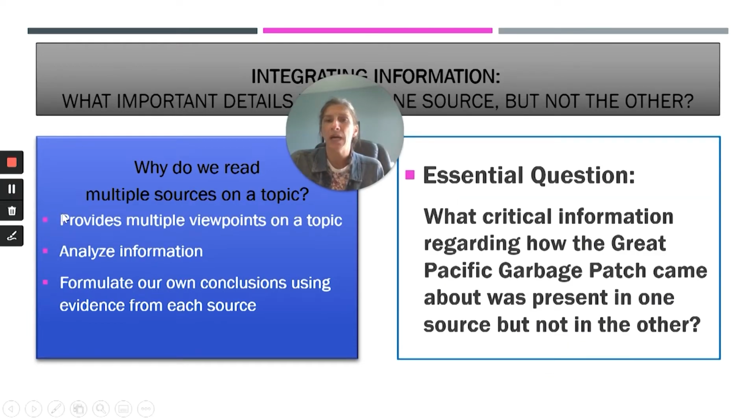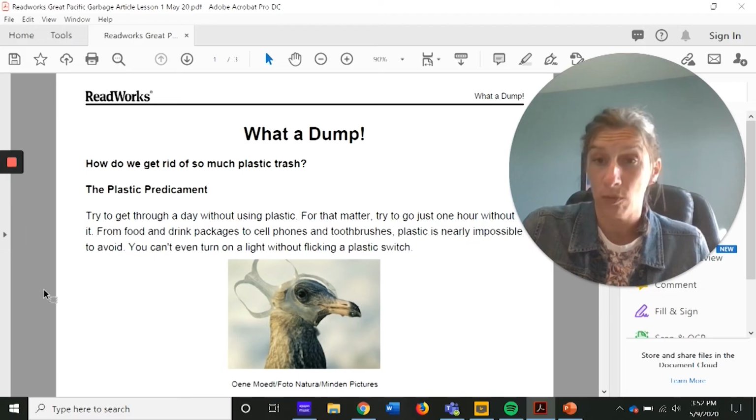So keeping in mind using these multiple sources, here's our essential question for today. What critical information regarding how the Great Garbage Patch came about was present in one source, but not the other? Okay, so we're looking at how this garbage patch actually formed today. That's what our focus is. We are ready to get going.